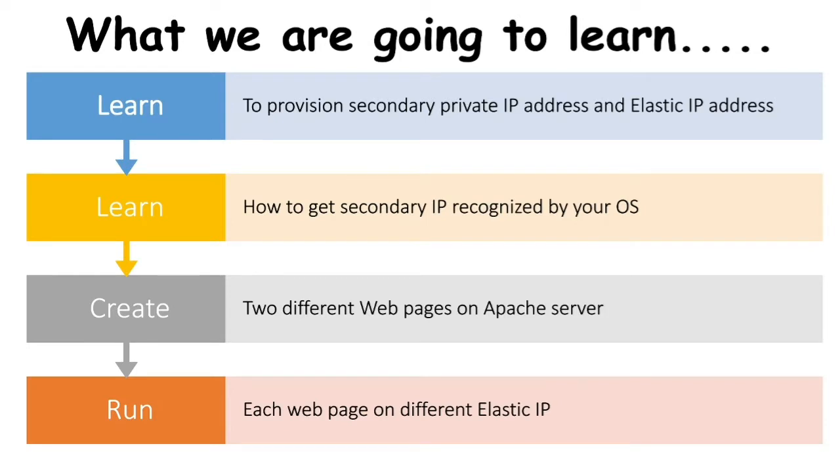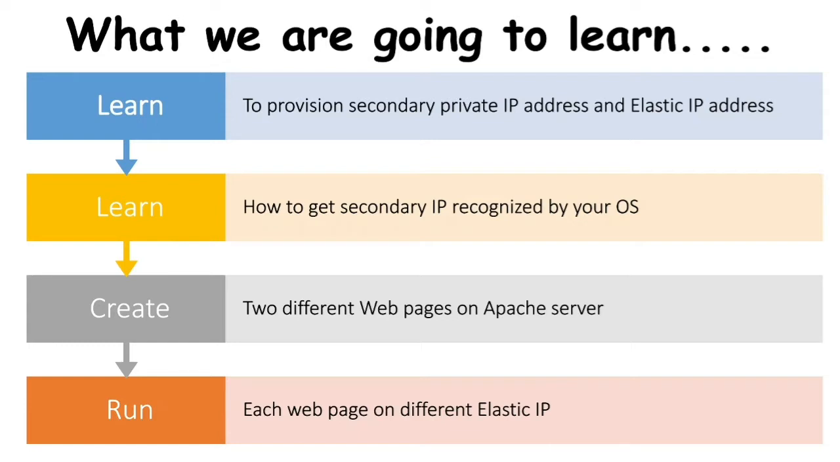First of all, we will be provisioning secondary private IP addresses and elastic IP addresses to our EC2 instances, right? In order to allow multiple websites or multiple web pages to run on one EC2 instance, we will be requiring elastic IP addresses or private IP addresses for the same. So we're going to see how we can provision them.